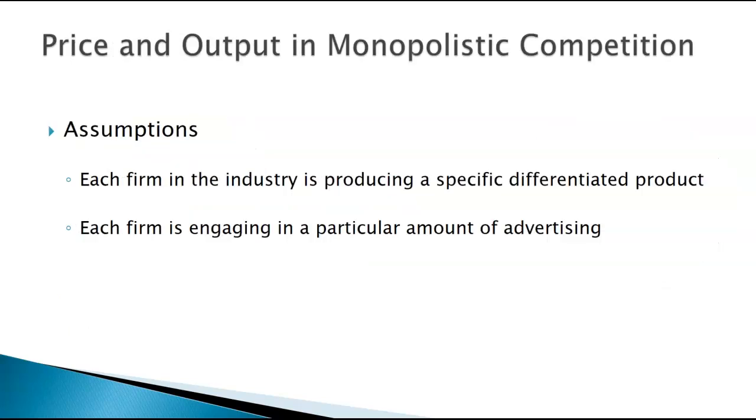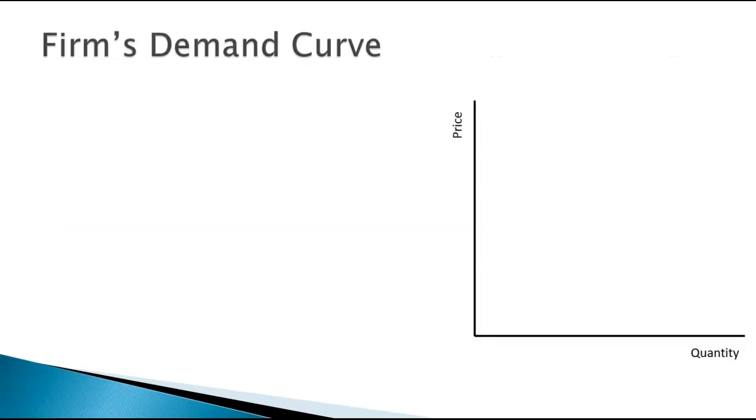So, a couple of assumptions out of all of that. One, each firm in the industry is producing a specific differentiated product. Two, we assume each firm is participating in advertising, so they'll all have similar cost for that. So, what does the demand curve for monopolistic competition look like? One thing you'll notice is that, like monopolies, we're not going to have a side-by-side graph. We don't have the industry graph.